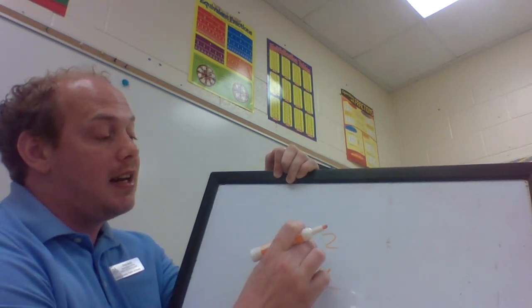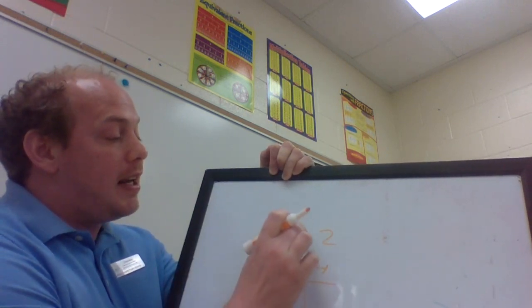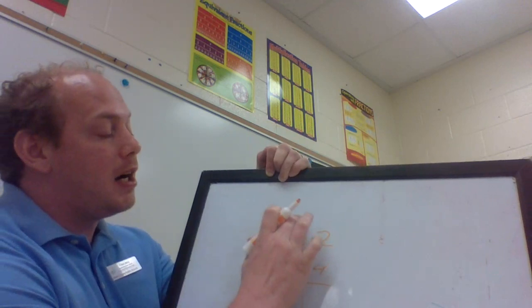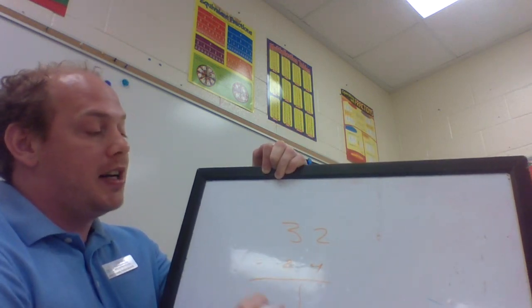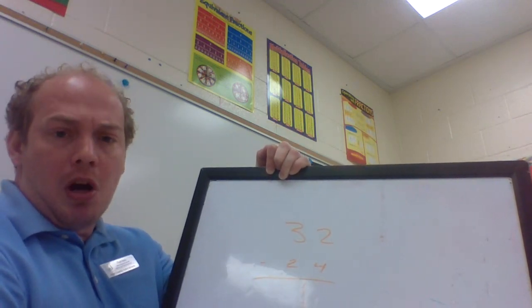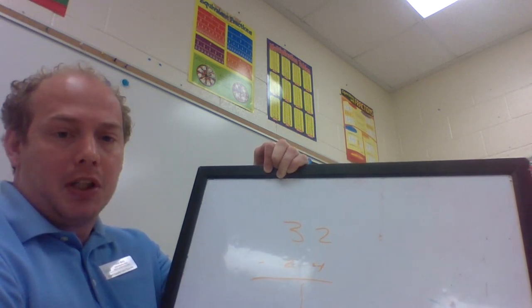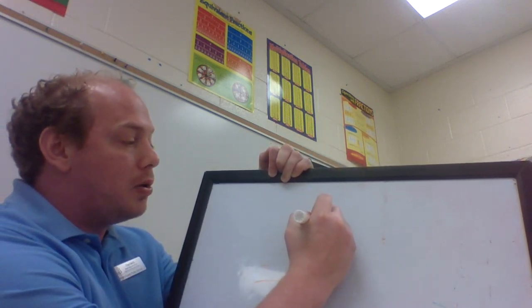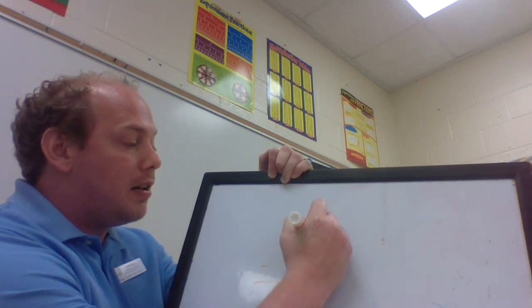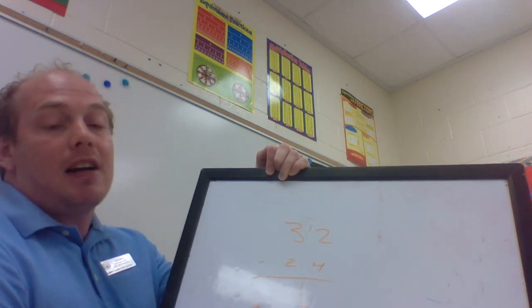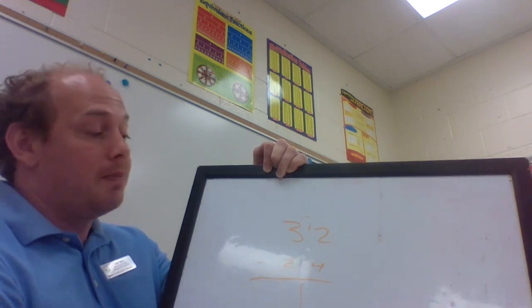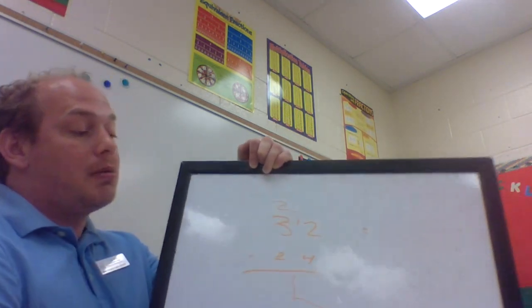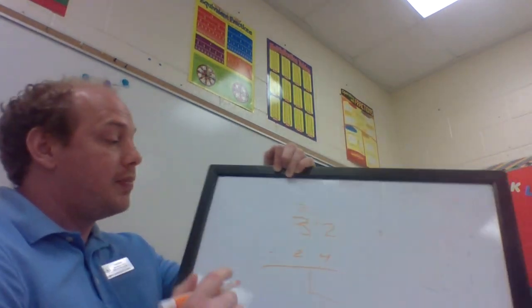We need to say, 3, can we borrow 1? Can we borrow 1 cup of sugar? And 3 says, yes, 2, you may borrow 1 cup of sugar. So that 1 cup of sugar goes right here. And now, instead of having 3 cups of sugar, 3 only has 2 cups of sugar. So now we're ready to subtract.